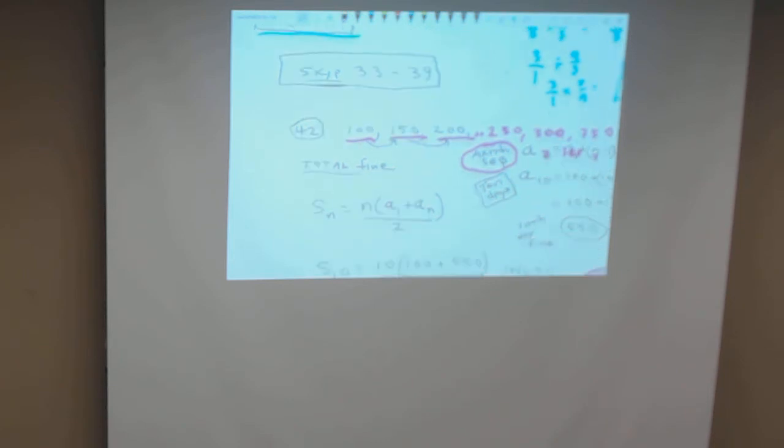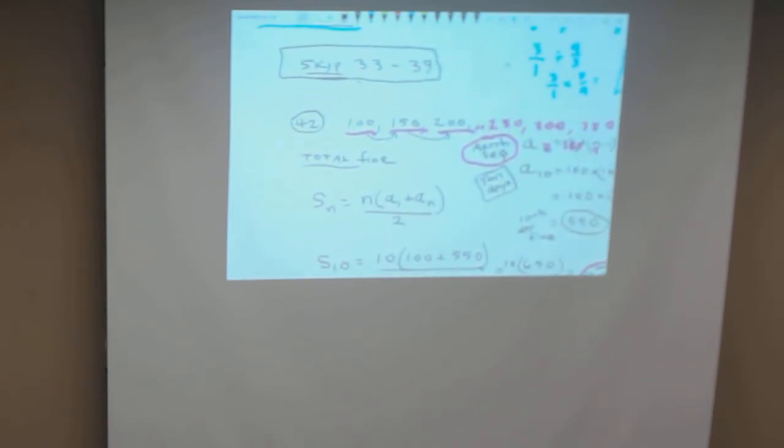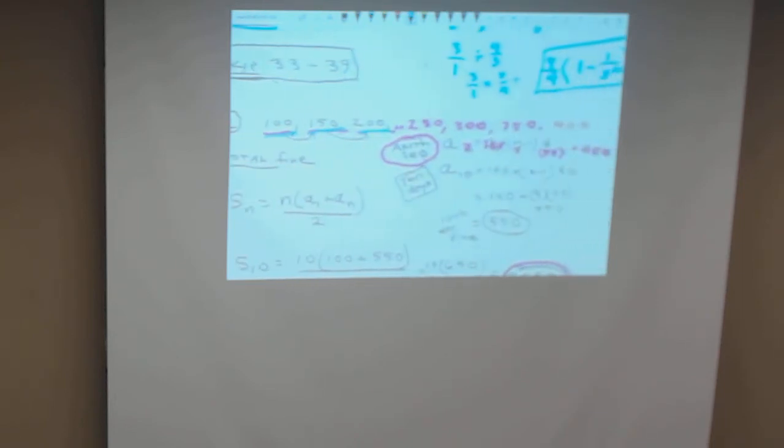So let's do some story problems. 42. Strikers at a plant were ordered to return to work and were told they would be fined $100 the first day. So there's my $100 for the first day. $150 the second day. And $200 the third day. And so on. So you know what and so on means?